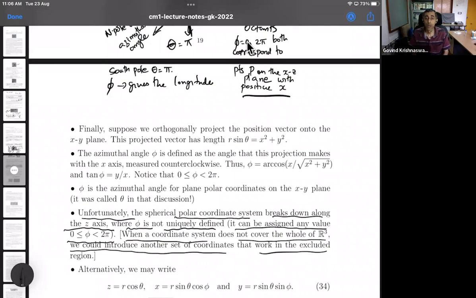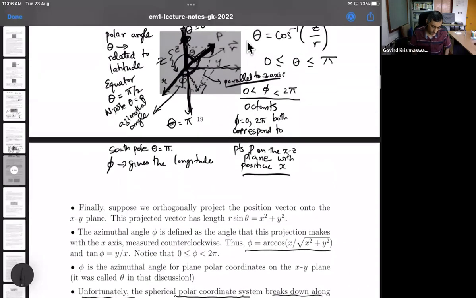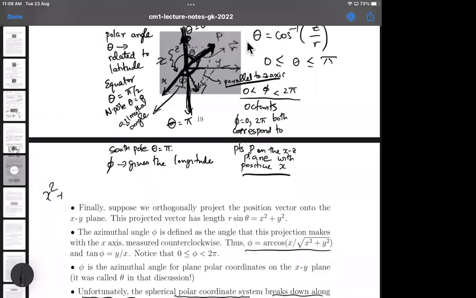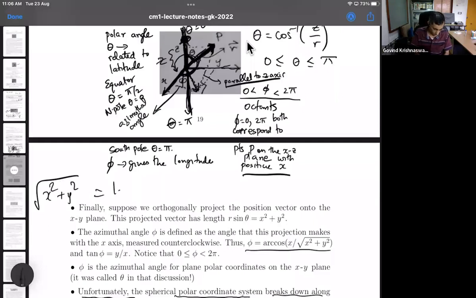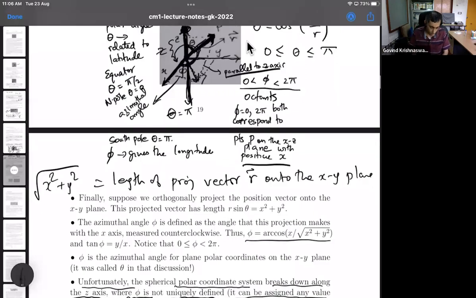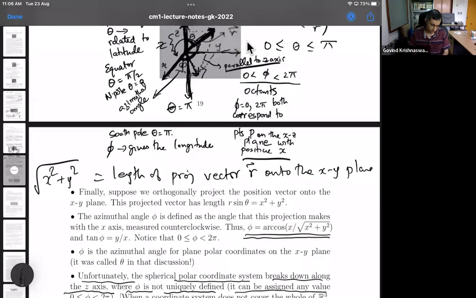Okay, any other questions? Of course, from trigonometry, I can write down a couple of additional formulae from this projection business. What is the length of this projected vector, by the way? If I project the position vector onto the xy plane, what is its length, please? Square root of x squared plus y squared, indeed. So this is the length of the projected vector r onto the xy plane. And therefore, the azimuthal angle phi, its cosine is given by x upon the square root of x squared plus y squared. Is that understood, how I got that?